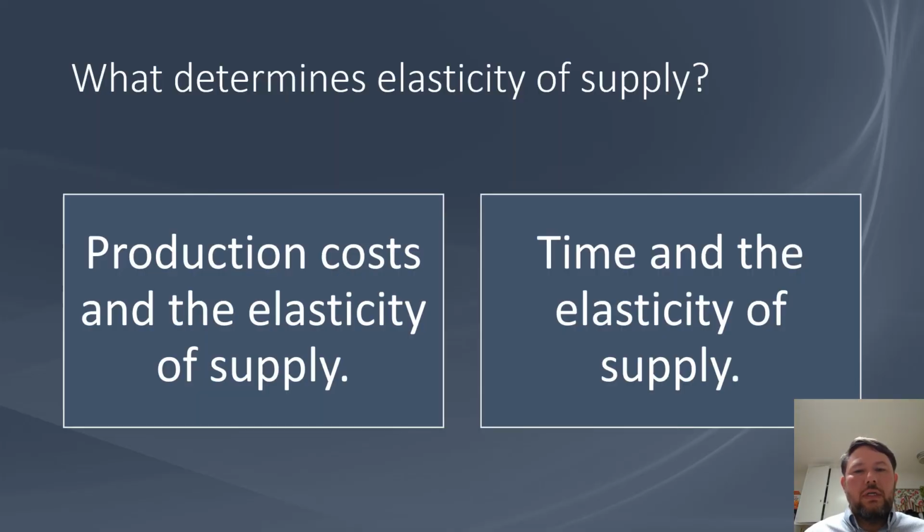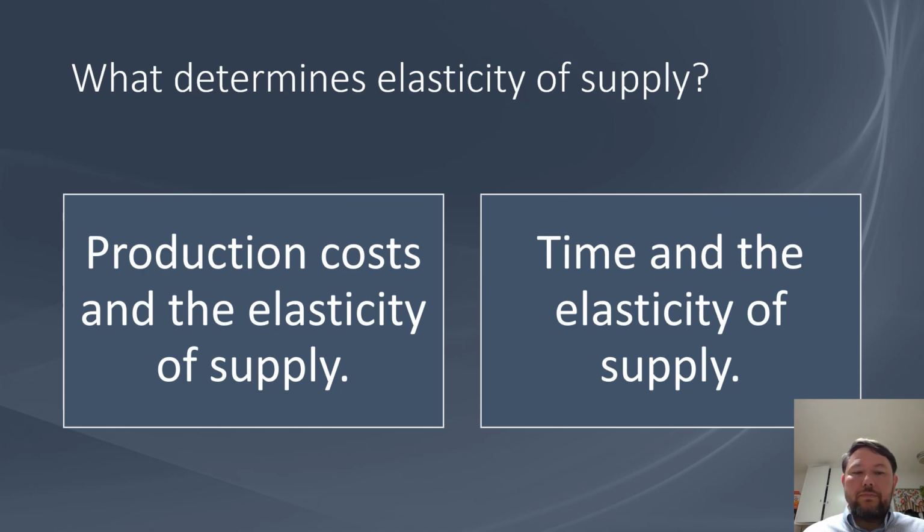So what determines elasticity of supply? Why might the elasticity of supply of one product be elastic and for another product be inelastic? There are two main reasons that we're going to cover here at the end of our lecture. The first one is production costs. Some goods and services can be costly to produce, and the more costly a good or service is to produce and supply, the more inelastic supply will be for that product.